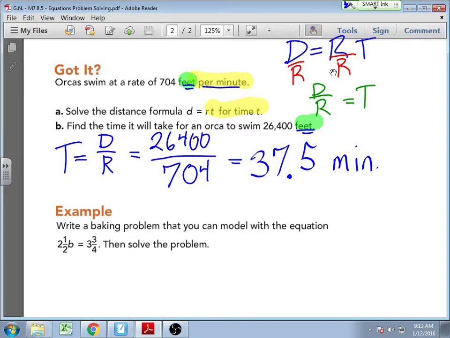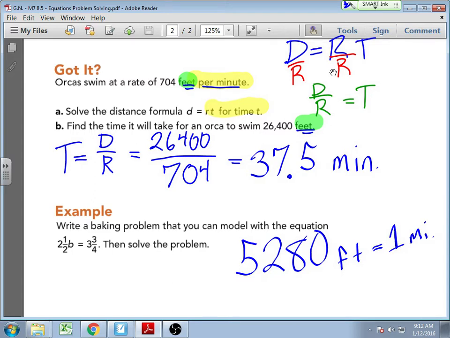Here's how you remember it. 5 tomato. This is how you remember how many feet are in a mile. 5 tomato, because it's 5,280. That's how many feet are in 1 mile. So to convert those feet into miles, we just take 26,400 feet and divide it by 5,280. Guys, this is 5 miles.